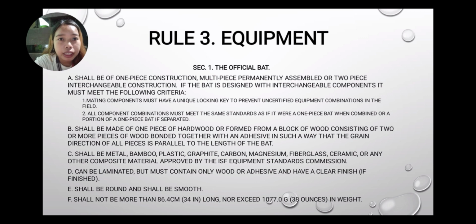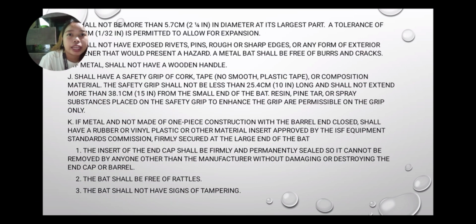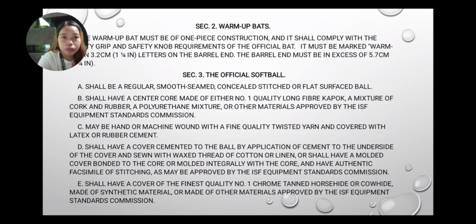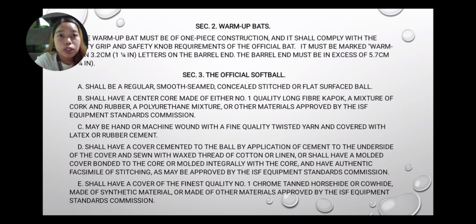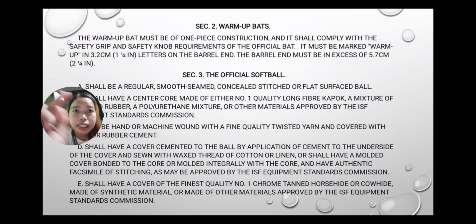The insert of the end cap shall be firmly and permanently set in it, and cannot be removed by anyone other than the manufacturer without damaging or destroying the end cap or barrel. Section number 2, warm-up bat. This one is the warm-up bat. It must also be one-piece construction, and it shall comply with the safety grip and safety knob requirements of the official bat. It must be marked warm-up.